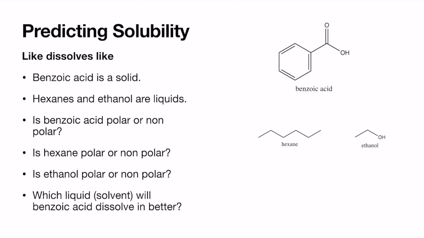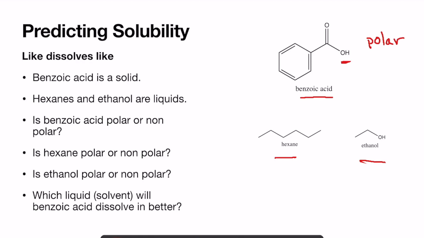We have benzoic acid, which is one of the solids that you're using today. And then we have a couple of the solvents or liquids you're using today, hexane and ethanol. So if you look at benzoic acid, would you say that this is polar or nonpolar? And remember, for polar, you need to have some atoms with differences in electronegativity, like oxygen and hydrogen, for example. So I just sort of gave it away. This would be a relatively polar compound.